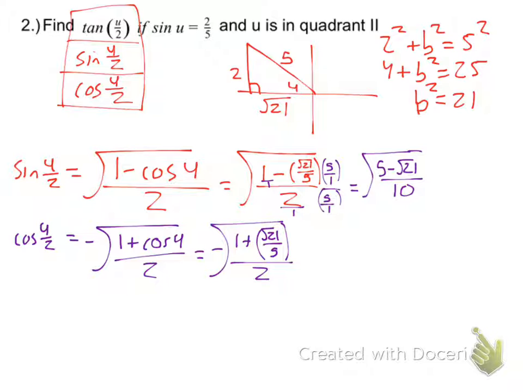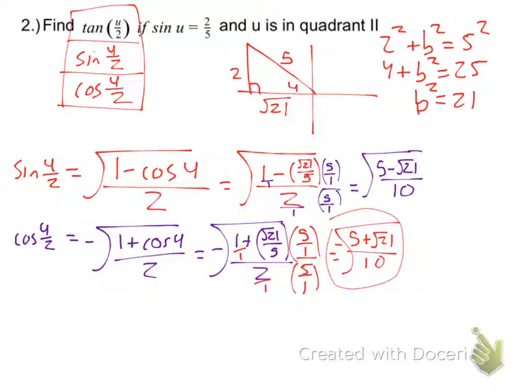Then, again, I have an LCD problem. This is over 1. Actually, I don't have 1, do I? Wrong spot. Okay, this is over 1. The LCD happens to be, again, 5. So I multiply by 5 over 1 divided by 5 over 1, which results in 5 plus the square root of 21 all over 10 with the square root and a negative. And booyah, we're done.